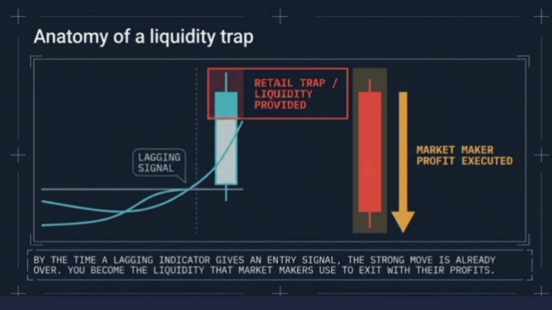And what's fascinating here is how the market makers, the institutional banks, the massive hedge funds moving hundreds of millions of dollars, they actually rely on this exact delayed reaction. Really? Oh, yeah. They weaponize your rearview mirror against you. So by the time my lagging indicator tells me to buy, I'm basically providing the exact liquidity the whale needs to safely sell off their massive position.